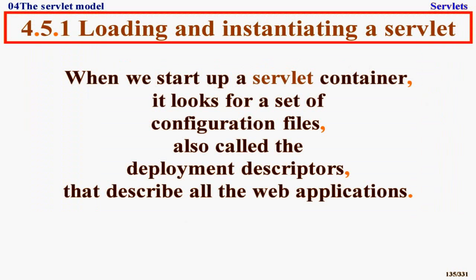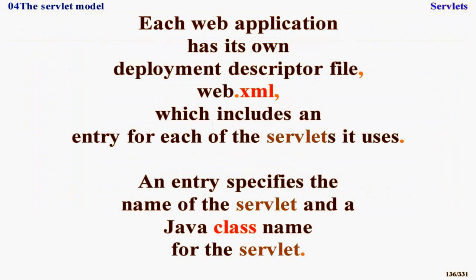4.5.1. Loading and instantiating a servlet. When we start up a servlet container, it looks for a set of configuration files, also called the deployment descriptors, that describe all the web applications. Each web application has its own deployment descriptor file, web.xml, which includes an entry for each of the servlets it uses. An entry specifies the name of the servlet and a Java class name for the servlet.